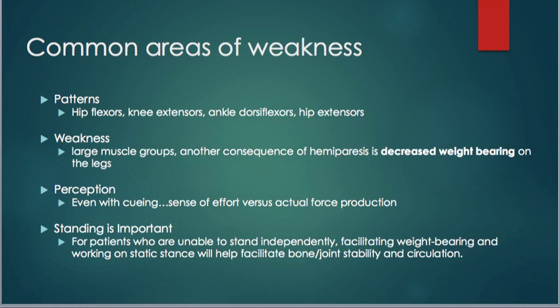There are a number of common patterns of weakness following stroke, including weakness of the hip flexors leading to an inability to advance the limb during gait, weakness of the knee extensors, weakness of the dorsiflexors, which can lead to a toe drag or stumbling during gait, and weakness of the hip extensors. In large muscle groups, another consequence of hemiparesis is decreased weight bearing on the legs, meaning that the weakness leads a patient to either be unable to or hesitant to stand on their limb.